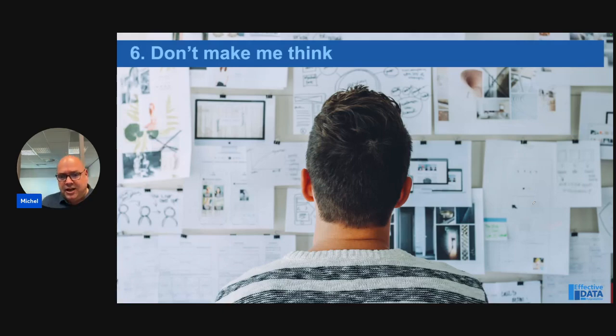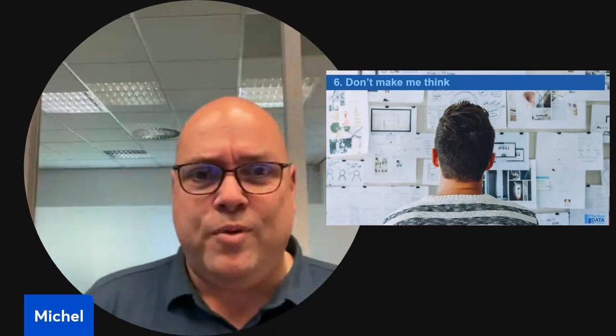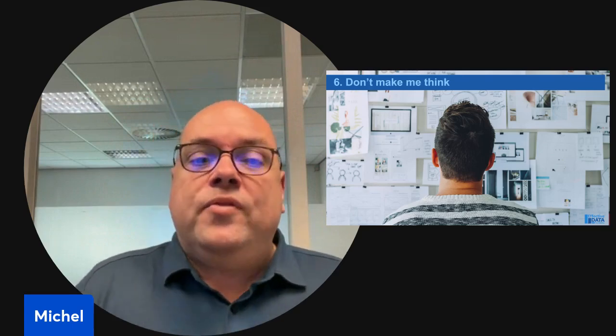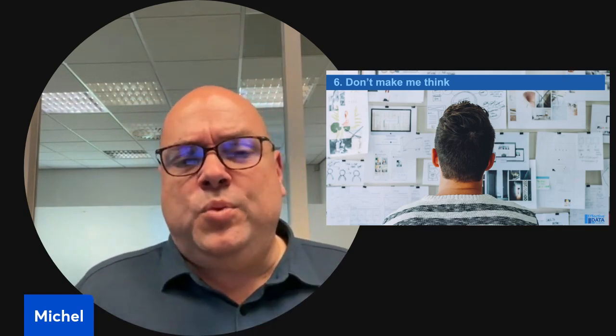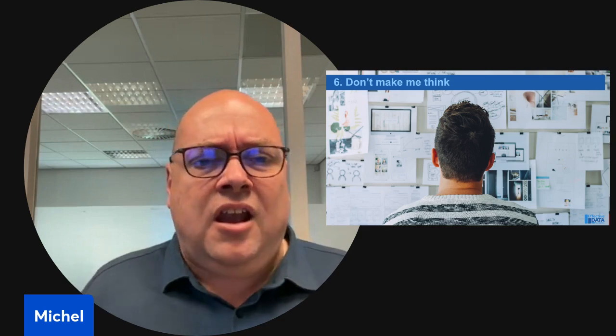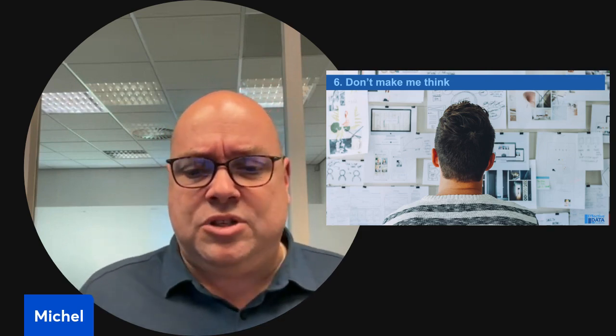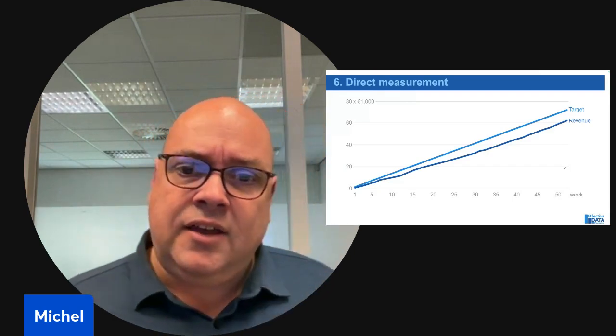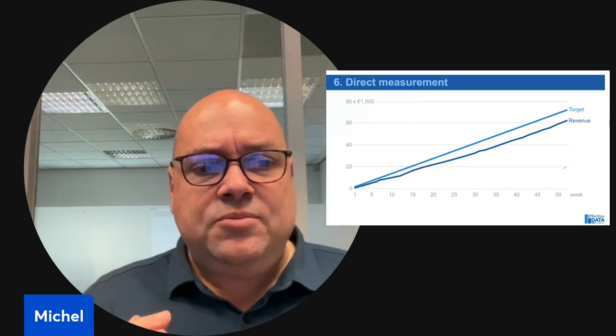Number 6, and I see I need to speed up because otherwise I'm going to go beyond the time I'm given today. So don't make me think. Obviously, we need to think about the consequences when we see the data, what should we do, etc. But we should not have to think a lot when we see the image and we don't understand what's going on. To give you an example, this chart I have taken from a dashboard some time ago.